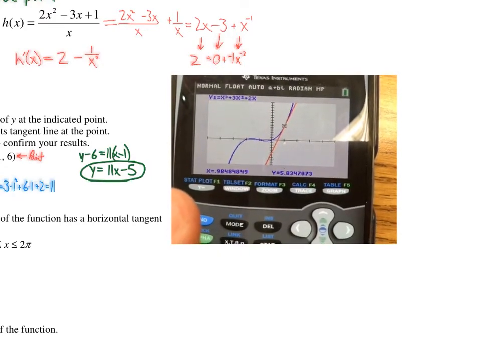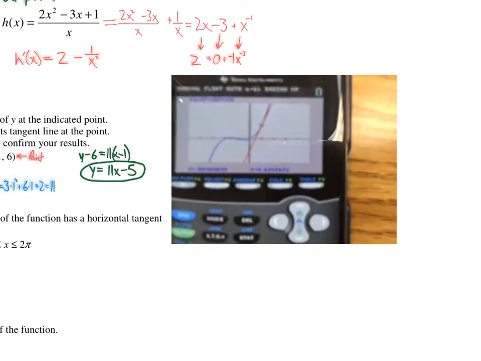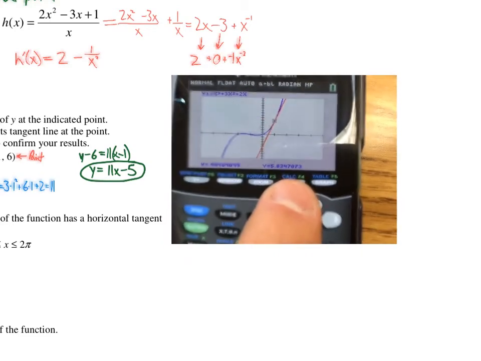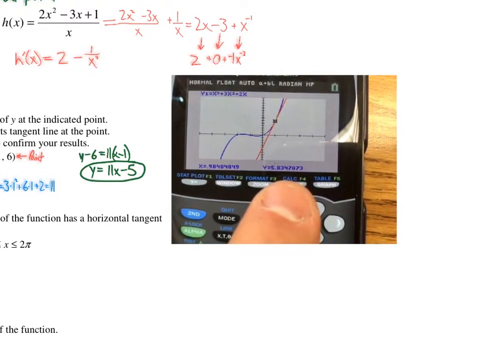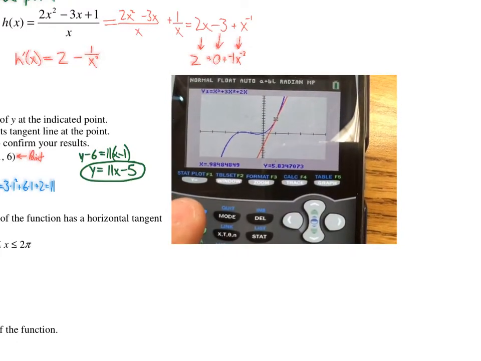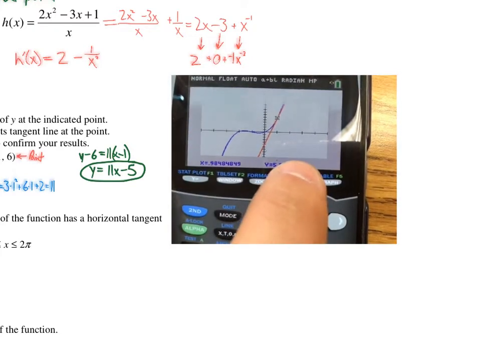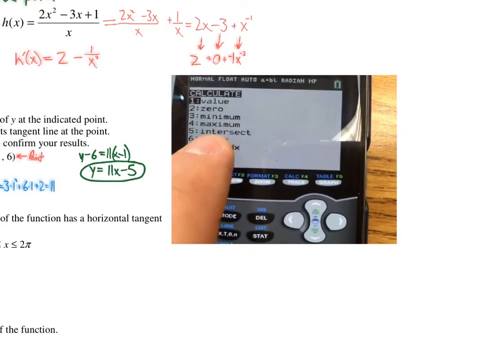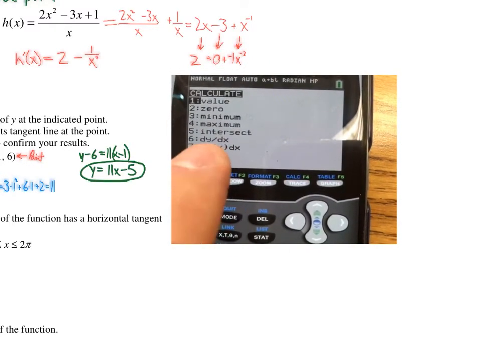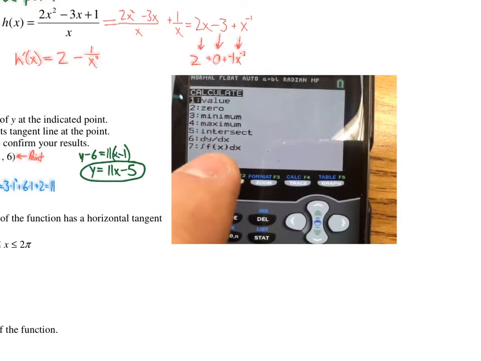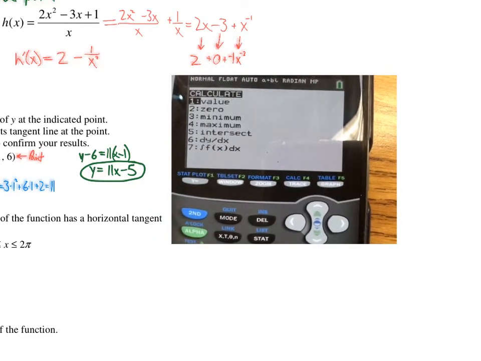But here's what I wanted to look at. This is one feature of your graph that you probably haven't used before. Remember Calc here, how we used it to find max and min points. We used it to find zeros last year. I'm going to hit second calculate. We did do intersections too. We didn't really use 6 or 7, but number 6 you should now recognize as the derivative.